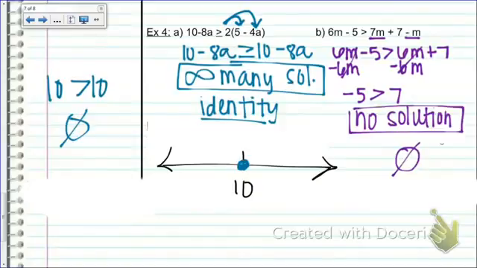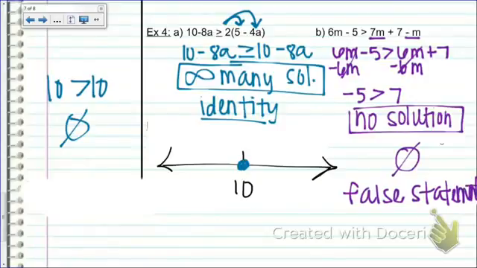If it's a false statement, it's no solution. Okay, so let's actually write that in our notes. So the infinite or no solution is a false statement. I don't think that's going to fit. False statement, infinitely many, or identity would be a true statement. Okay. Always. So if your variables end up canceling out and it is a true statement, infinitely many solutions. If the variables cancel out and it's a false statement, no solution. And that's true for equations as well. Okay? Last problem.